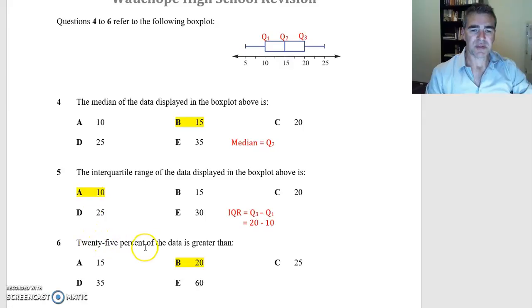The 25% of the data, or quarter of the data, that is greater than 20. So there's 20. There's our quarter that is greater than 20. Right? So 25% of the data is greater than, so this quarter is greater than that 20, which is B.